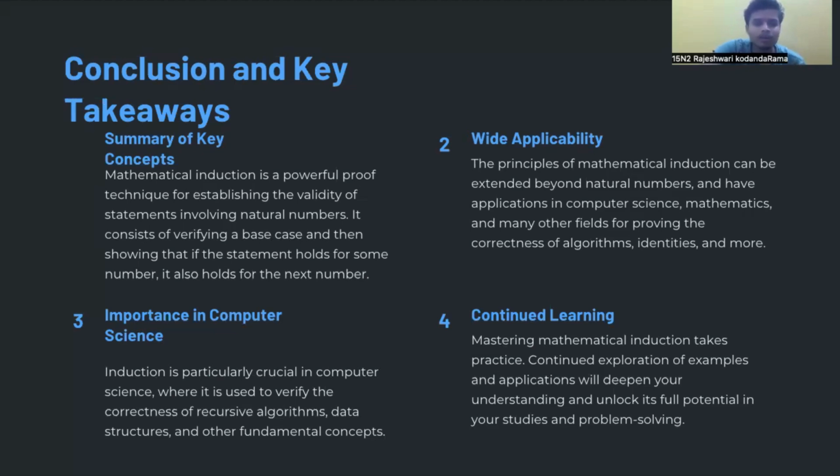The third one is importance in computer science. Induction is particularly crucial in computer science, where it is used to verify the correctness of recursive algorithms, data structures, and other fundamental concepts. And the fourth one is continued learning. Mastering mathematical induction takes practice. Continuously exploring examples and applications will deepen your understanding and unlock its full potential in your studies and problem solving.